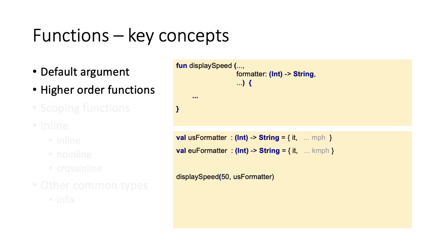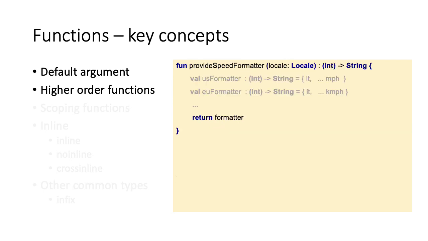Higher order functions are functions that take or return functions. In this example, the display speed function takes in a function called formatter as an argument. In this example, the function named provide speed formatter is a higher order function that returns a function.